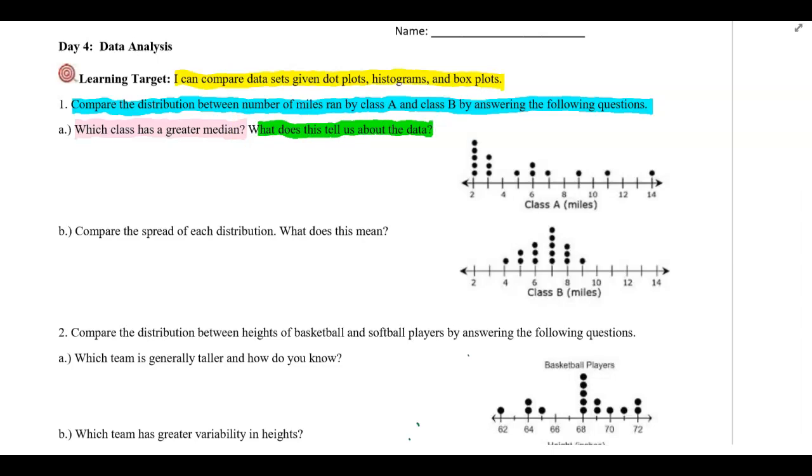So if we look at Class A, we can calculate the median by crossing off the dots. So we'll start at the small and the large, and we'll just keep crossing off until we find the median. And in this process, I see that the median for Class A is 3 miles.